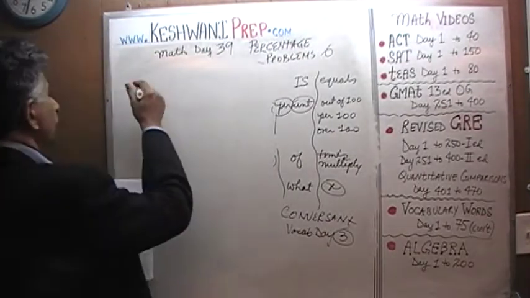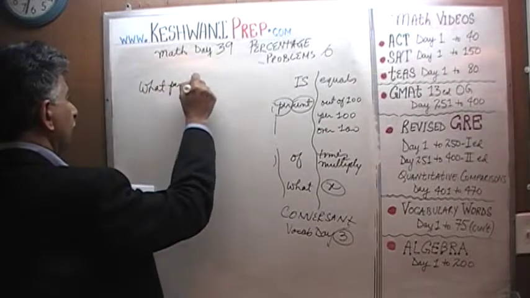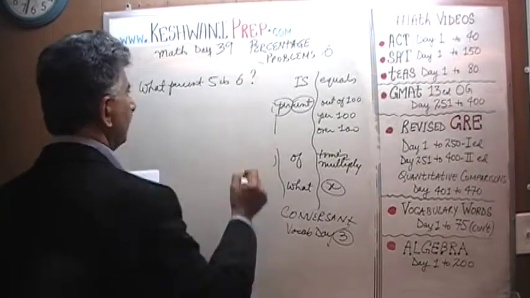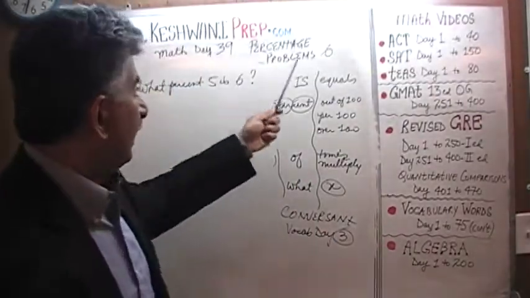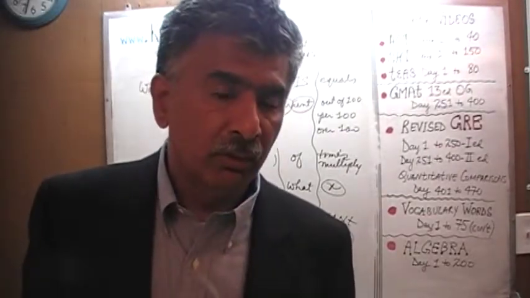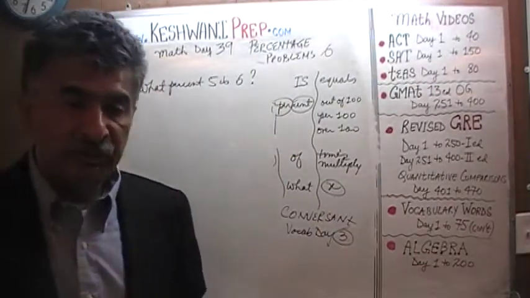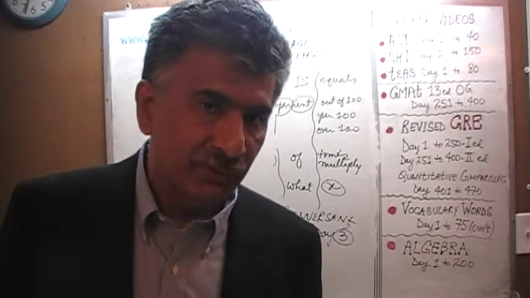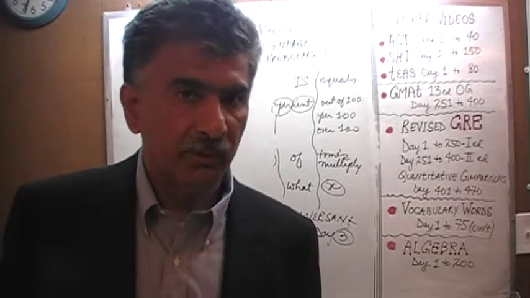Here's the first problem. The question is, what percent of 5 is 6? If you have watched the last 5 sets of the problems that we've been solving, you know now that in order for us to come up with the proper equation, we must use this translation guide. We must translate every single word, one word at a time, and you'll see that the right equation will emerge automatically.